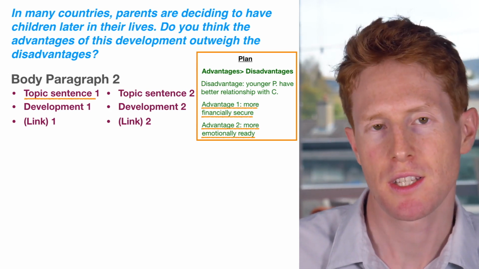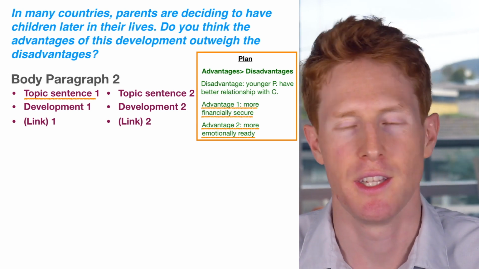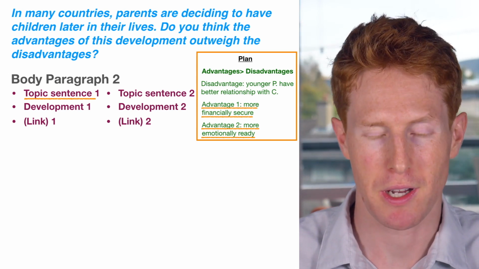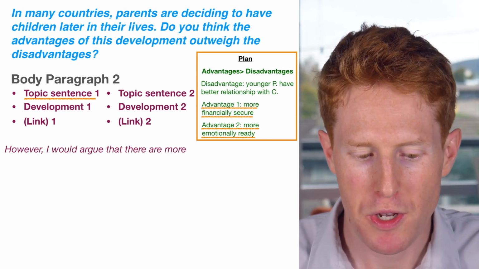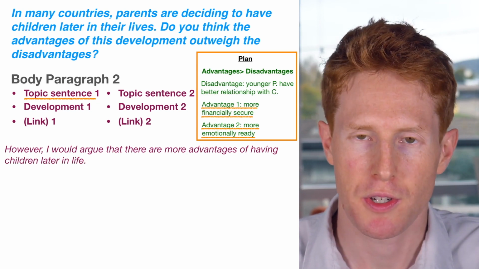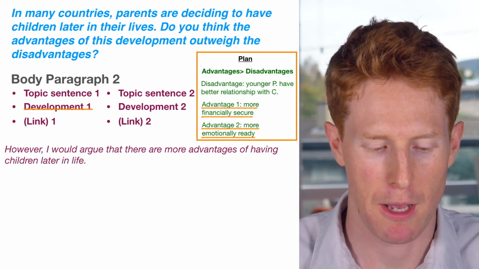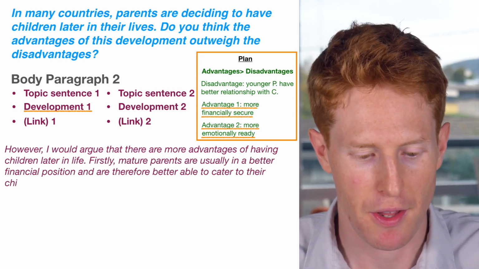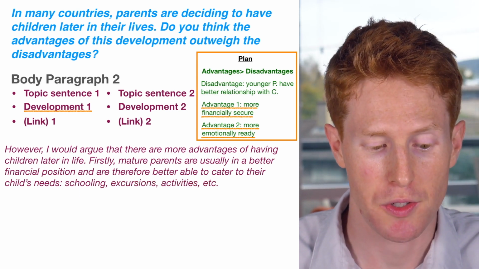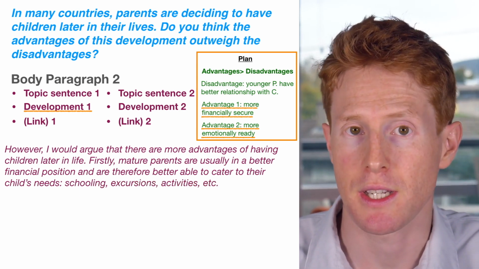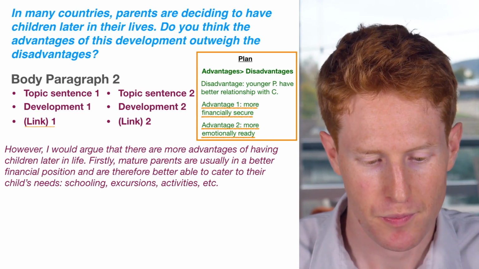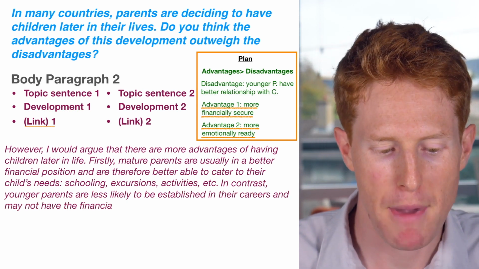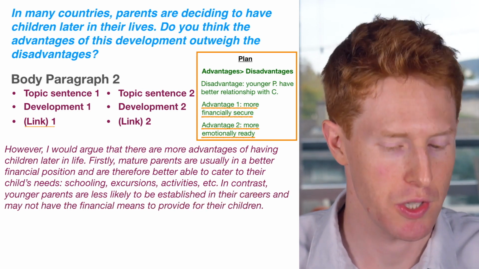So let's start with topic sentence 1. We need to make it clear to the examiner that we're talking about the advantages now. However, I would argue that there are more advantages of having children later in life. Development. Firstly, mature parents are usually in a better financial position and are therefore better able to cater to their child's needs, schooling, excursions, activities, etc. Link. In contrast, younger parents are less likely to be established in their careers and may not have the financial means to provide for their children.